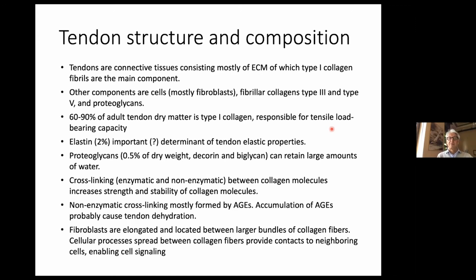Fibroblasts in adult tendon are elongated, and they are located in larger bundles of collagen fibers. And there are cellular processes that are spread between collagen fibers and provide contact to neighboring cells, which enables cell signaling.